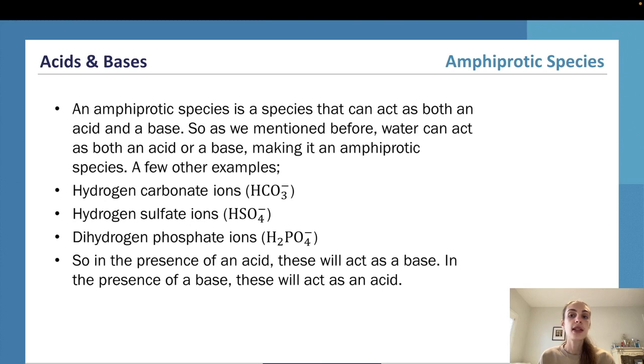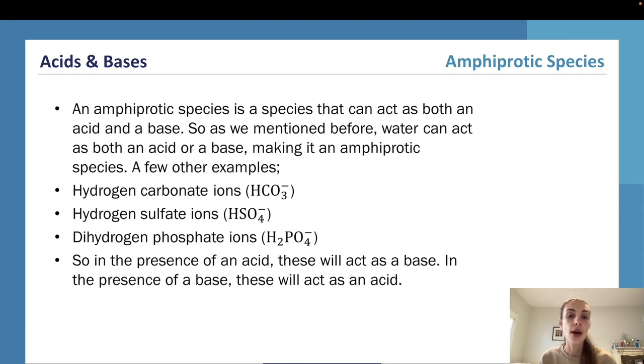So now we also need to consider amphiprotic species. Amphiprotic species can act as both an acid and as a base. As we mentioned before, water can act as either an acid or a base, which makes it an amphiprotic species.